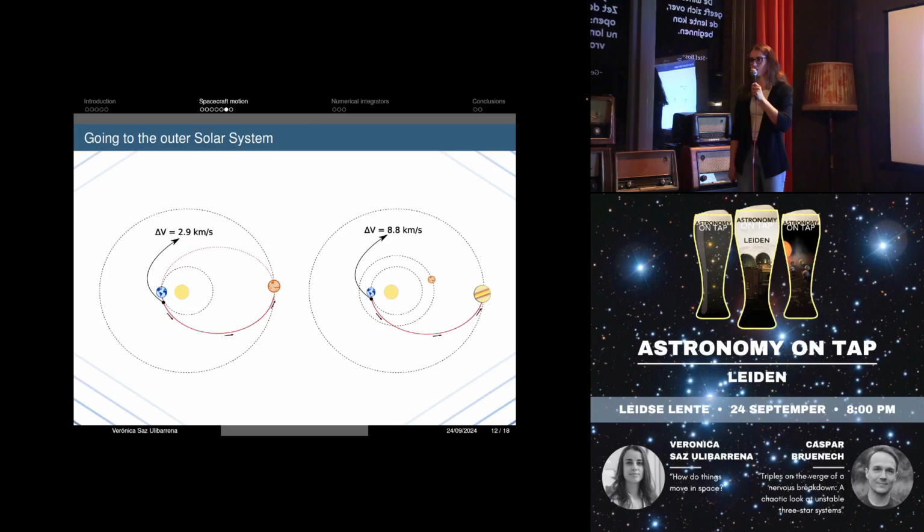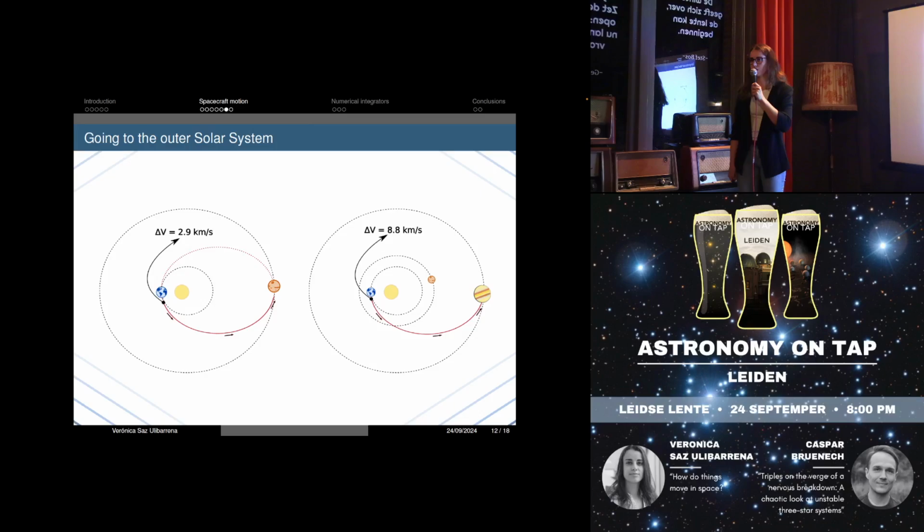So this is a way we can use gravity to actually accelerate or decelerate our spacecraft. For example, imagine that our spacecraft is orbiting the Sun, just going on this orbit, and it suddenly gets close by Jupiter. What happens is that Jupiter is going to start attracting our spacecraft, and that's going to curve our trajectory.